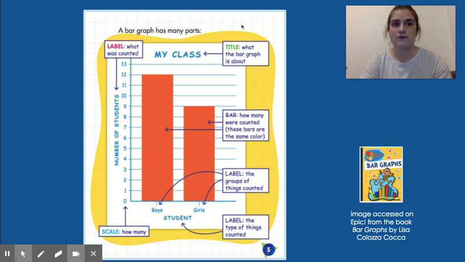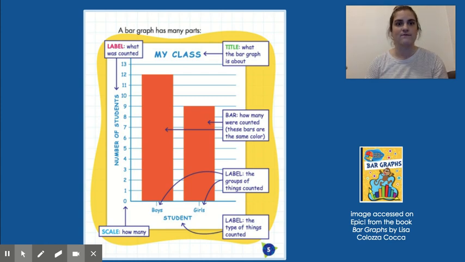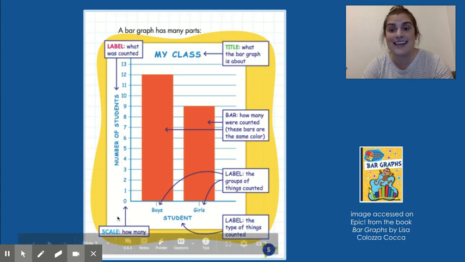So let's talk about the different parts on a bar graph. I got this image from a book on Epic, if you want to check that out. There's a title, which tells you the information that the graph is going to be giving. And then there's labels to tell you what's being measured. This label here says it's for the number of students. That's what was counted. And this label at the bottom is for the type of student. And this is a vertical bar graph where the bars are going up. We call that vertical.